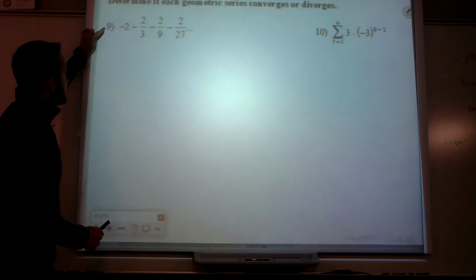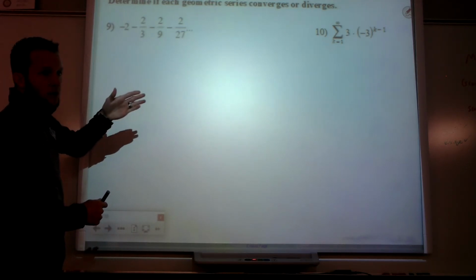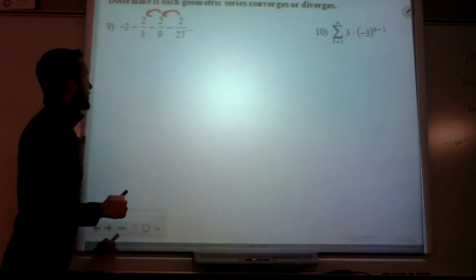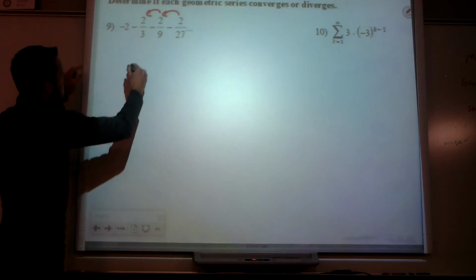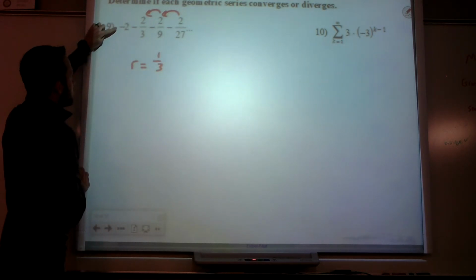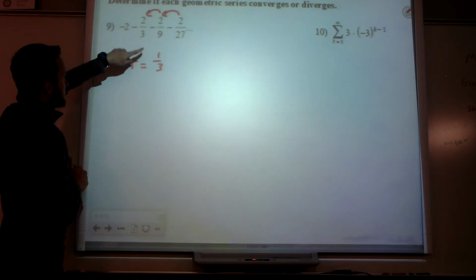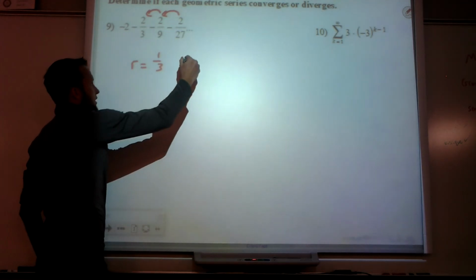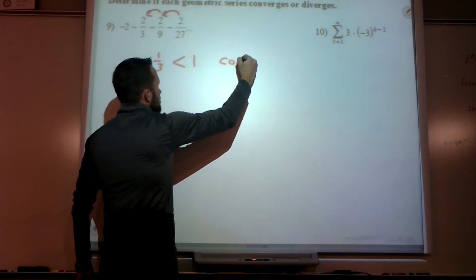So to do that, we can go through and look at it and say, okay, how am I getting from one term to the next? Or you could divide a term by its previous term. Either one works. Looking at this, I'm fairly confident that the ratio is going to be 1/3. If I times -2 by 1/3, I get -2/3. If I times -2/3 by 1/3, I get -2/9. So my common ratio here is less than 1, so this tells me that this will converge.